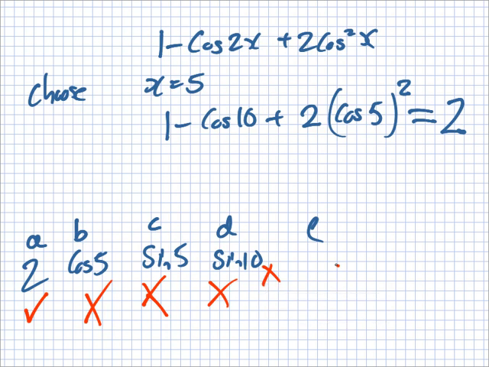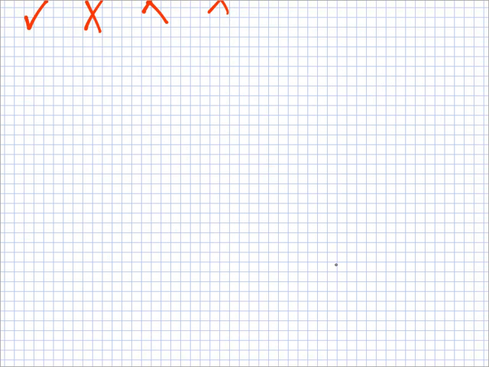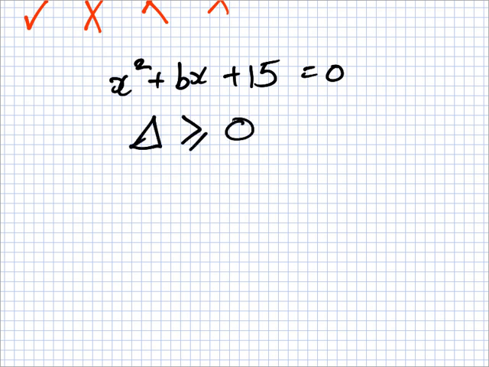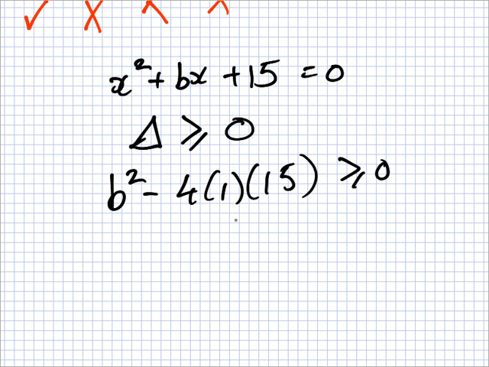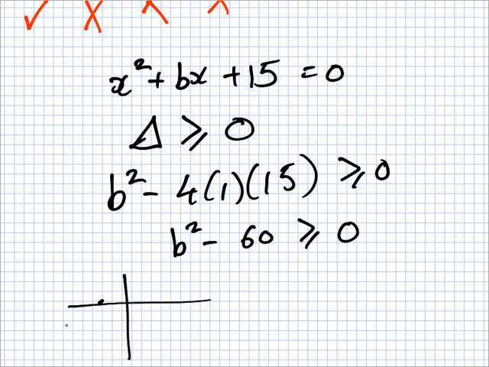So here, I want this to have a solution. If I have x squared plus bx plus 15 equals 0, and it has to have a solution, then the discriminant must be positive, which means b squared minus 4ac must be positive, which means b squared minus 60 must be positive. So this has 2 solutions, minus root 60 and plus root 60.